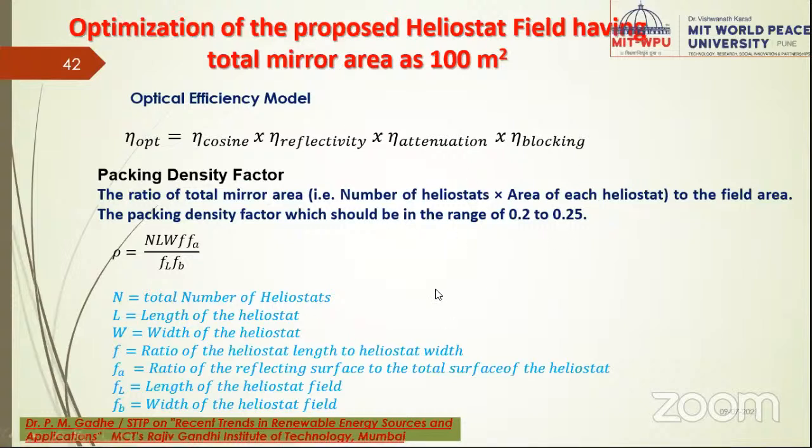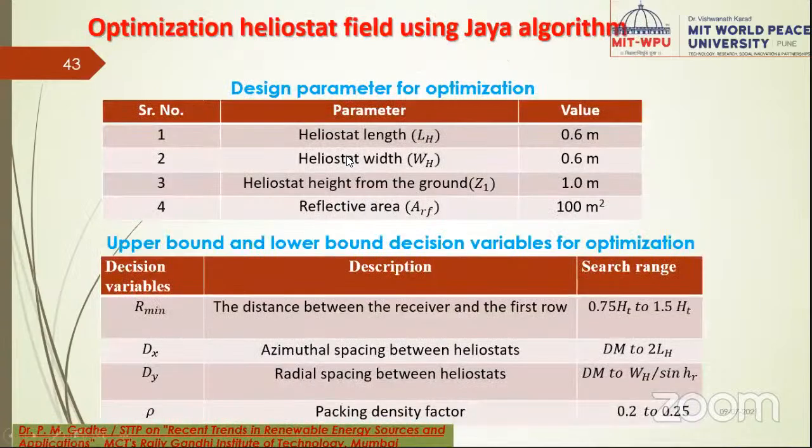Now we have to develop the system. For that, we optimize the system. We have used the optical efficiency model to optimize it. This is the optimization function, the optical efficiency and the packing density factor. Based on these two functions, we have optimized the system.